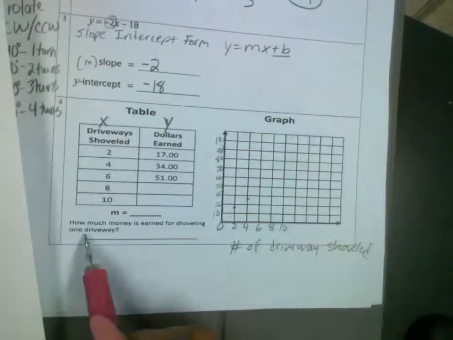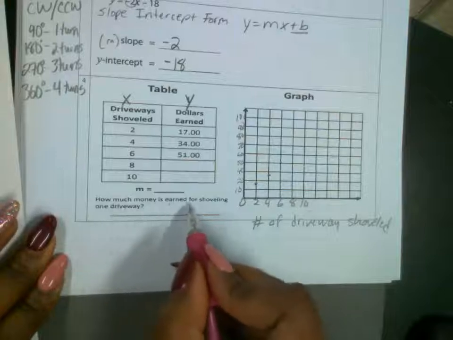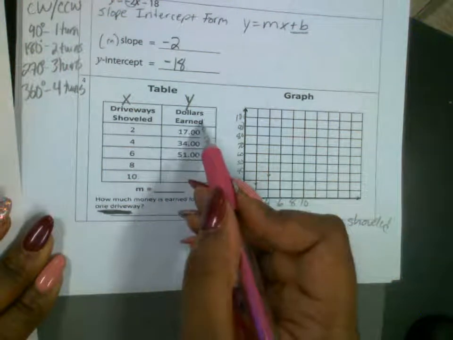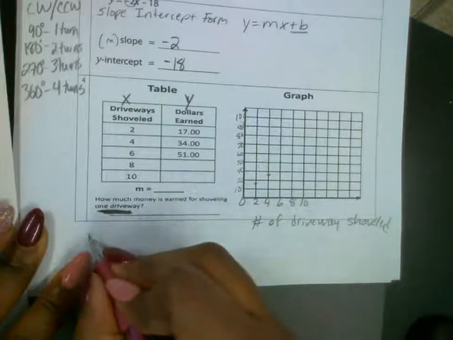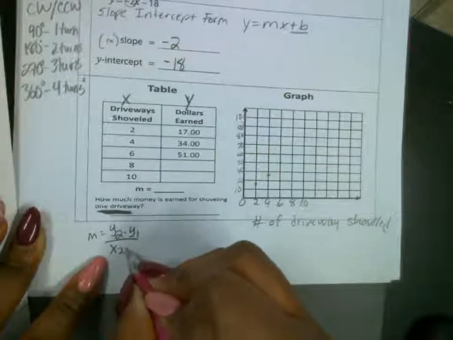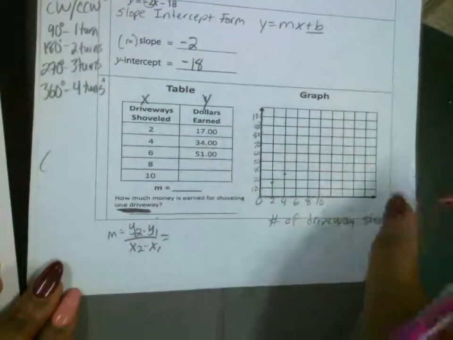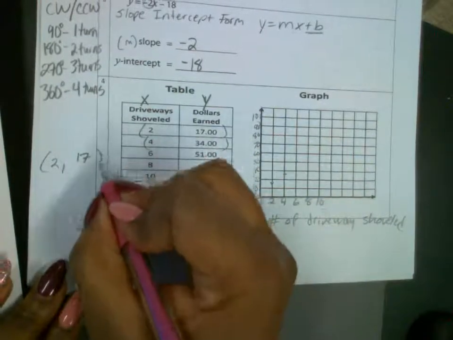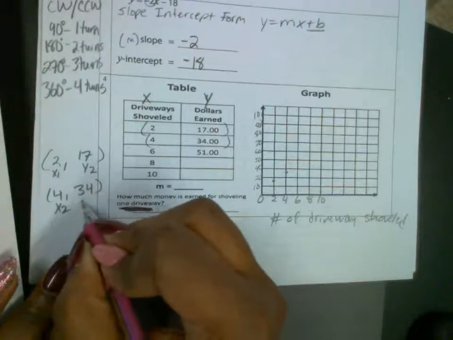So now you want to see how much money is earned for one driveway. So let's figure out what the slope is. Because this is saying how much money is earned for one driveway. So cost per driveway is what they're doing. So in order to find the rate of change or the slope, you use the formula like we did in number 2, y2 minus y1 over x2 minus x1. Okay, so pick 2 points, okay? I'm gonna pick the first 2 points right here. When I label the points, 2, comma $17, this is X1, Y1, and 4, comma $34, this is X2, Y2.